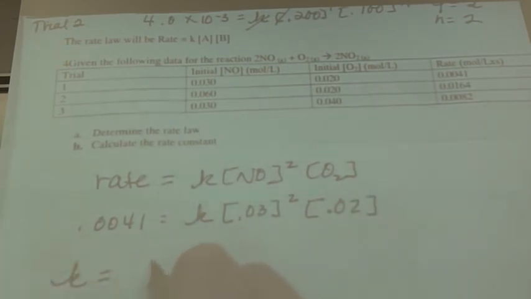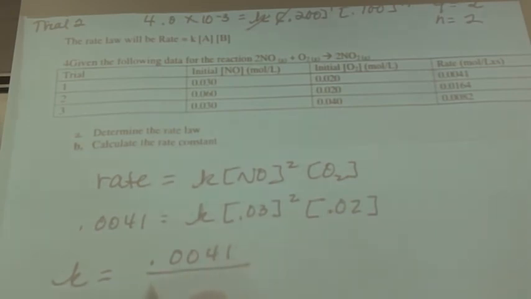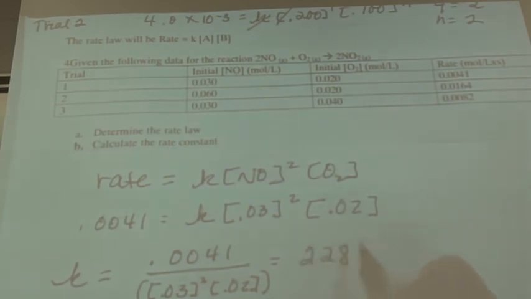So K is equal to 0.0041 over the quantity of 0.03 squared times 0.02. That it's a big number. What does that mean? It happens really quickly. Yes. The value I have for this number is 227.77. I'm using my significant figures here. There are 2 sig figs, so I guess 228 is close enough.